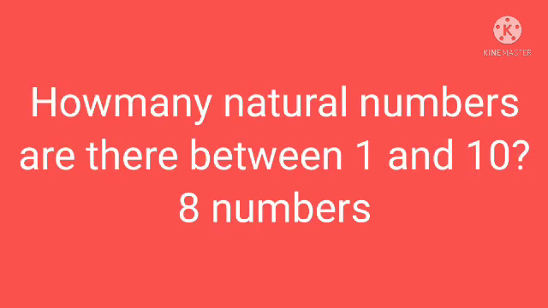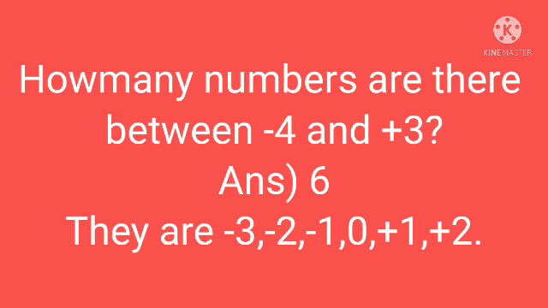Children, how many natural numbers are there between 1 and 10? You know it very well. 8 numbers, that means 2 to 9. Then next, how many numbers are there between negative 4 and plus 3? That is between two integers. Certainly you will say there are 6 integers, and they are negative 3, negative 2, negative 1, 0, 1 and 2. That is a finite number of integers.